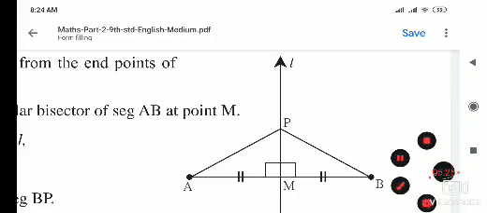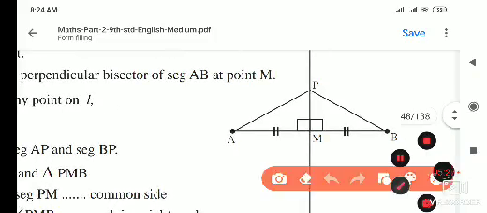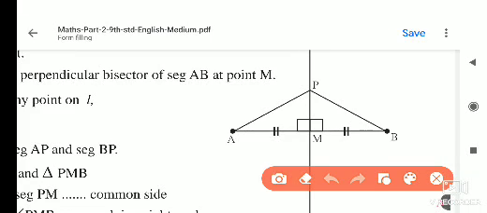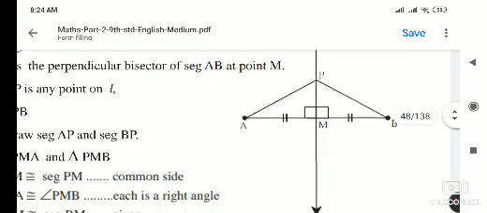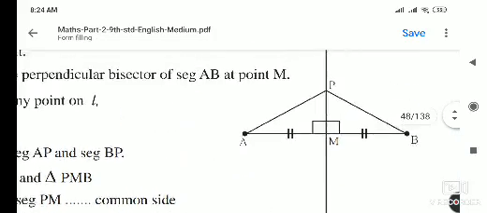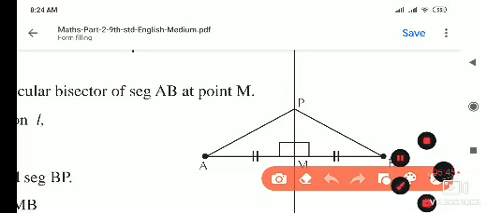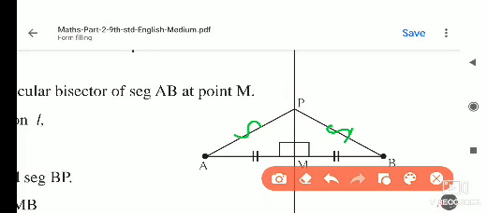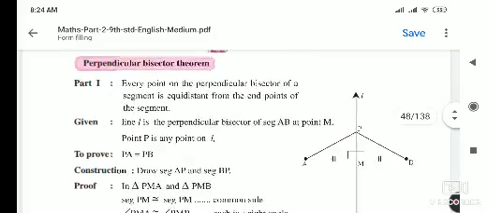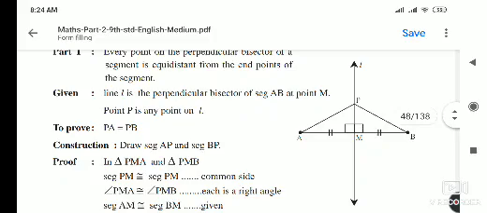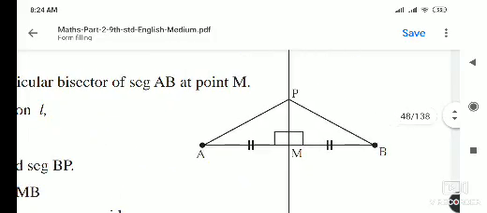If you see here, it is the seg AB, and M is the midpoint, and we draw the perpendicular bisector passing through point M. The name of the line is given here, L. L is the line, it is a perpendicular bisector, and we have to show that PA equals PB. Just think about how it will be: we can show that these two triangles are congruent, and if they are congruent, their measures are also equal.